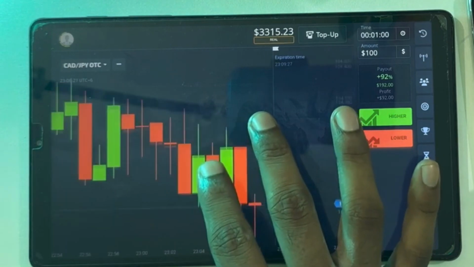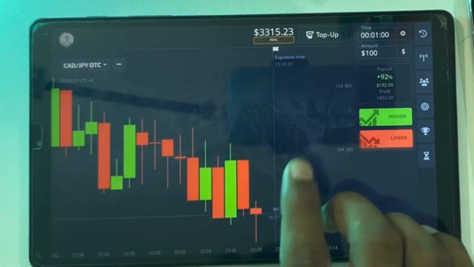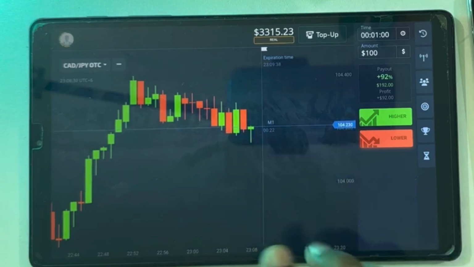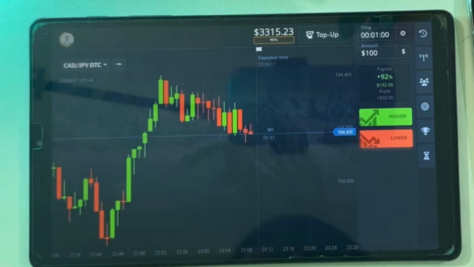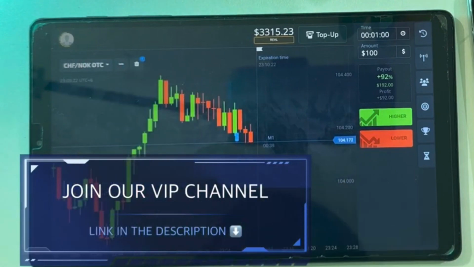And this market is currently in a pullback state. At any time the market can reverse and go up, or the market can go down. So it can be very dangerous for us to trade here. So we will change the market and go to another currency pair and find a good entry point.